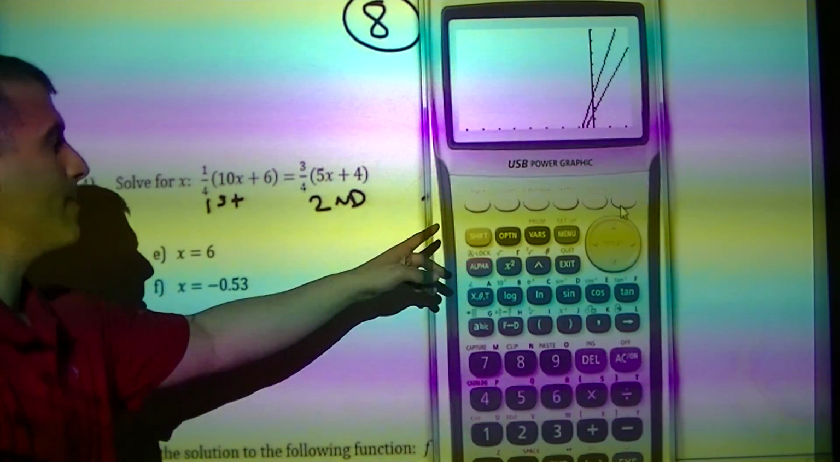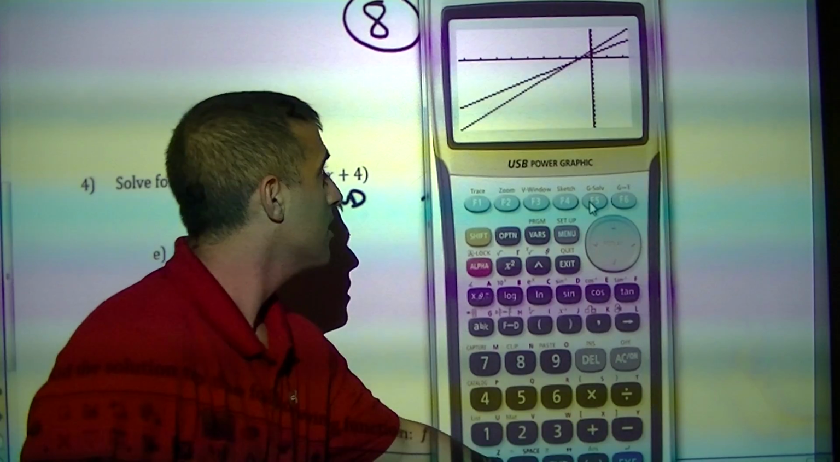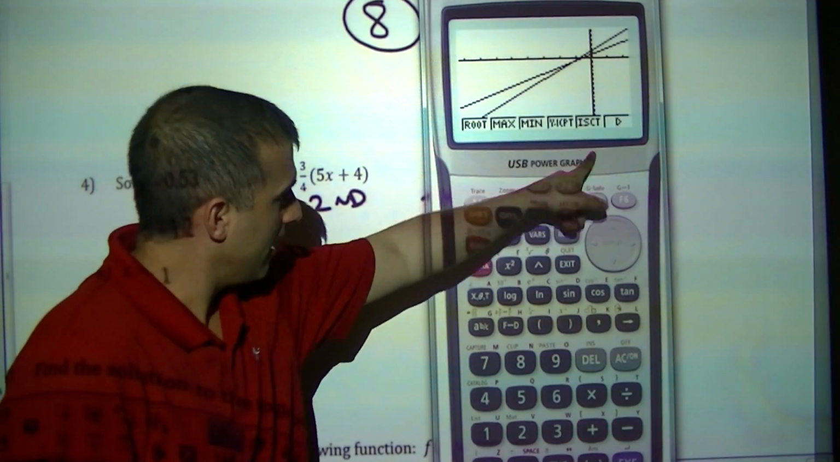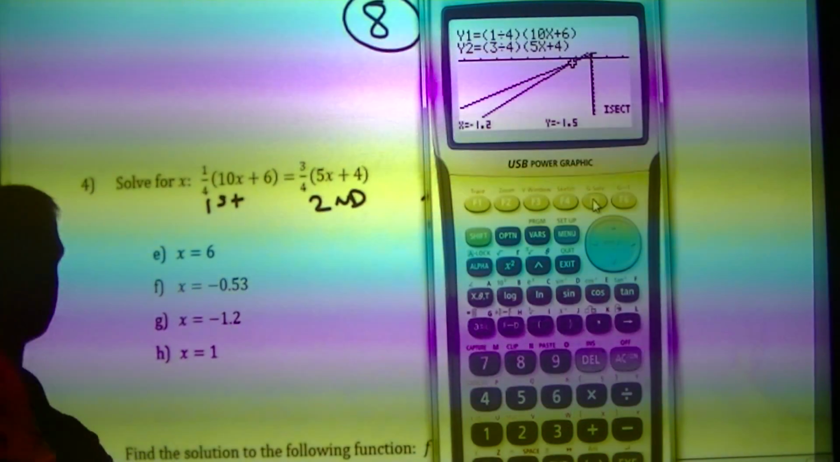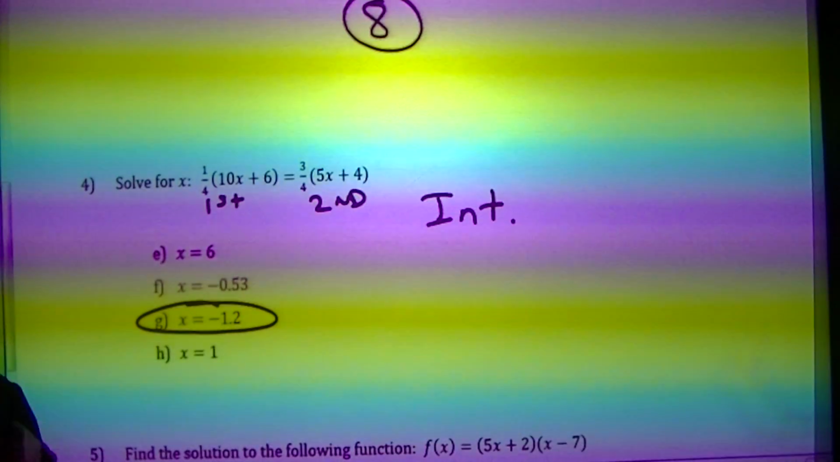Now it's sort of a mess. Zoom, auto, and it fixed it. G-solve, intersection, and my answer is negative 1.2. Show you right here.